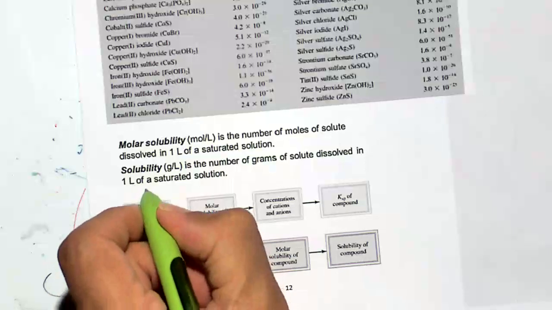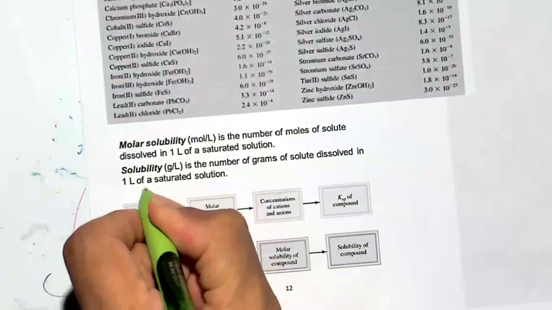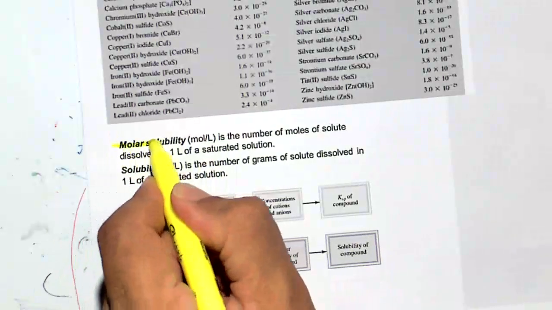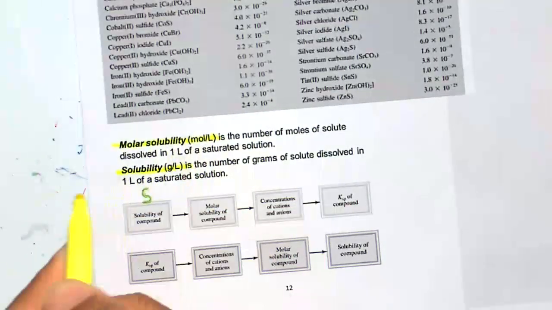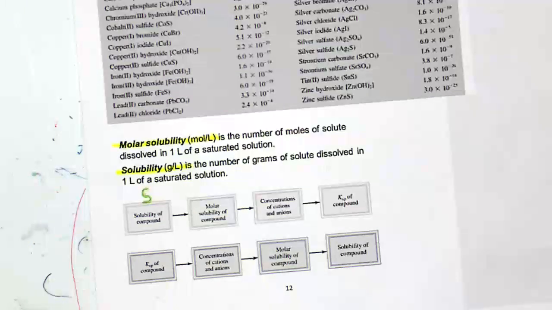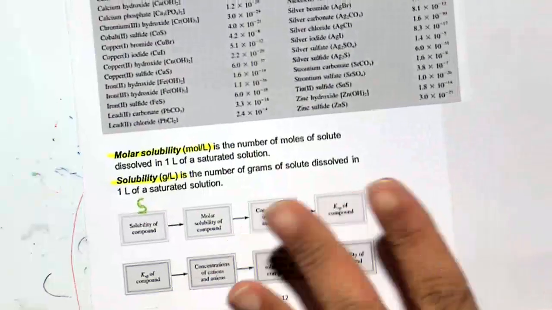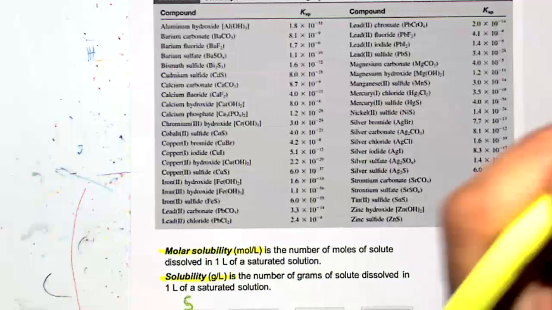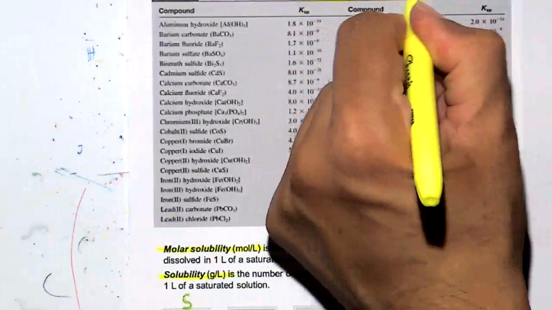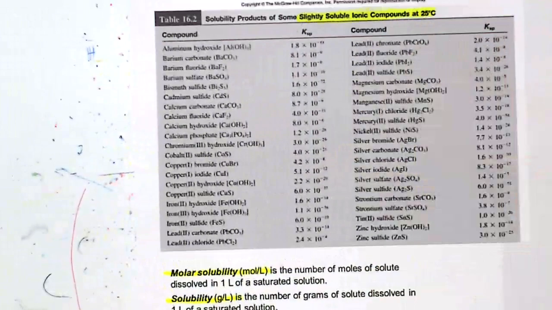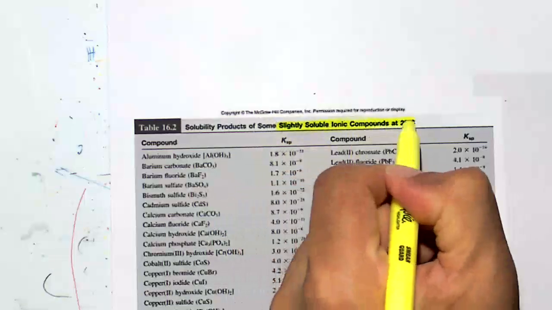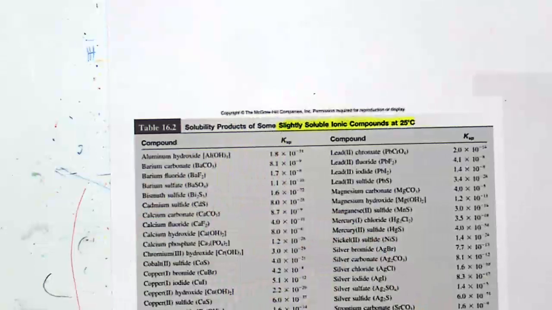The solubility, don't forget, is S. And the solubility can be in two forms. It could be molar solubility or it can be in grams over liters. So this is just for your reference. I'll give you the KSP. Again, KSP, sparingly soluble solids, at a specific temperature.